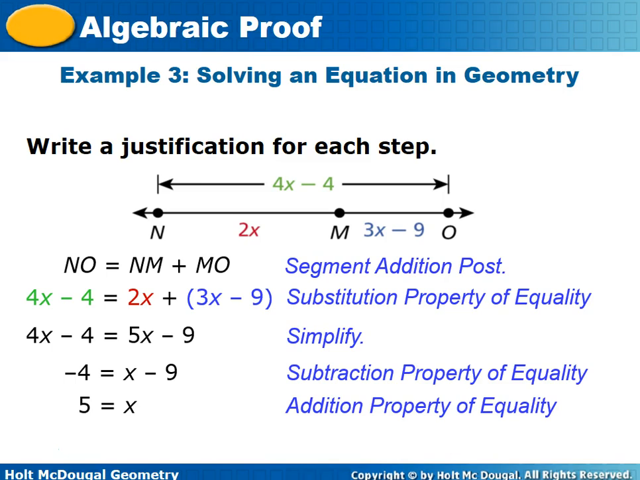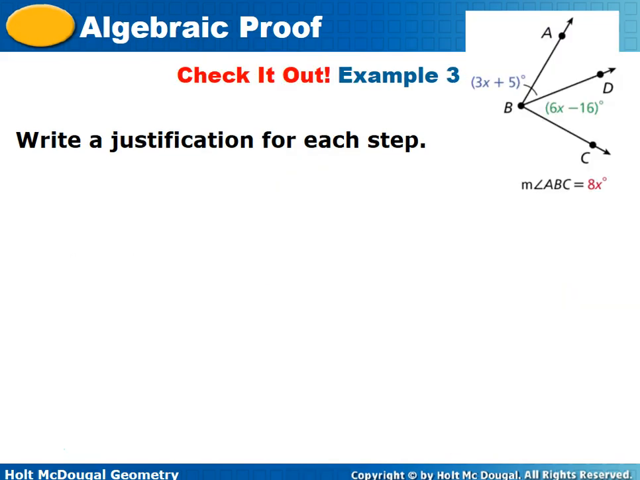So those are our reasons, or our justifications: segment addition postulate, substitution property of equality, simplify, subtraction property of equality, and addition property of equality. This one here should look familiar as well. So I'd like you guys to go ahead and work this one and then come back to me when you're done.